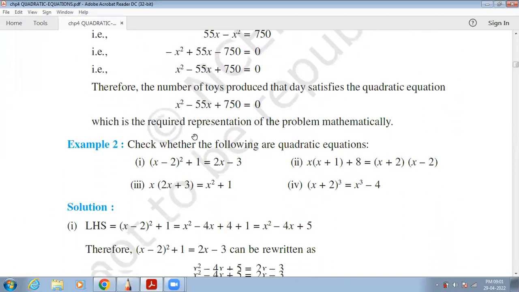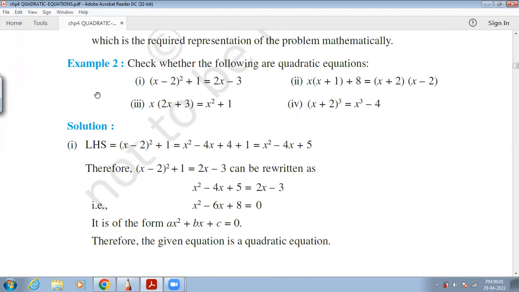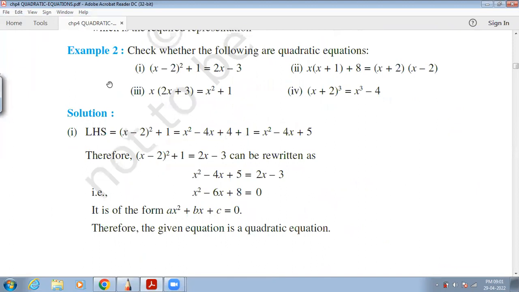It's fine. So now let's quickly check the second example. Check whether the following are quadratic equations. How do we check it's a quadratic equation? You need to expand the squares. As you can see, x minus 2 whole square plus 1 equals 2x minus 3 is here. As you see, there is a whole square, so you need to check if x squares are getting cancelled on both sides or not. In this case, it's not happening, so the first one happens to be a quadratic equation.